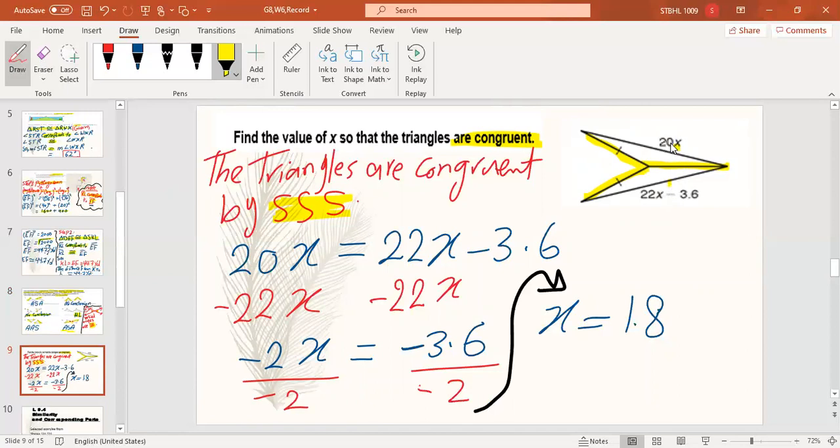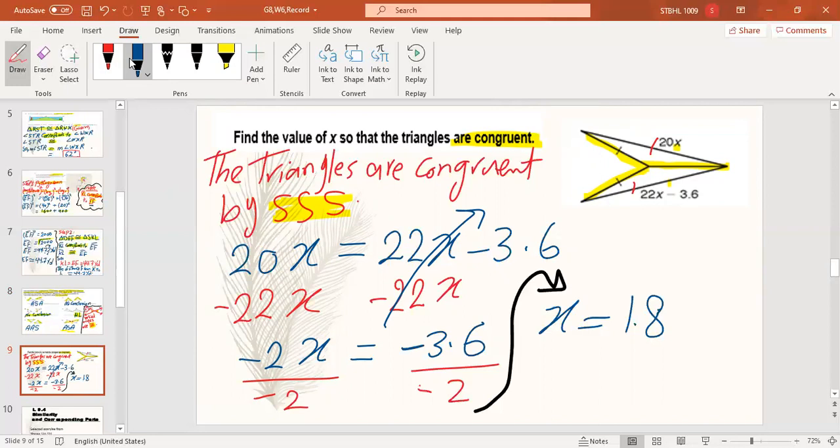So 20x, because these are congruent, and these two sides correspond to each other. So 20x equals 22x minus 3.6. We need to solve this equation. We need to get rid of the variable which is with 3.6. We will subtract 22x from both sides, just to keep one side with the variable and the other side with the number.